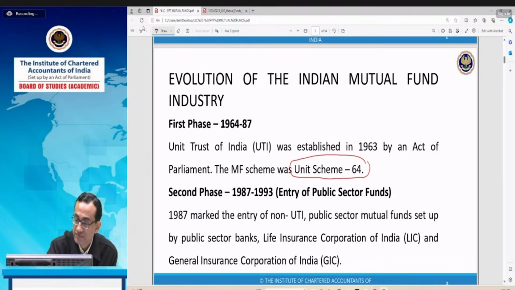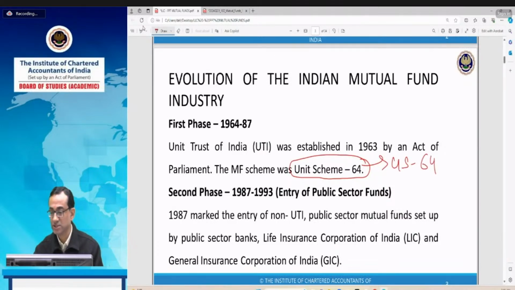It is also called US 64. And that was the first mutual fund scheme. And this continued from 1964 to 1987. So from 1964 to 1987, there was only one mutual fund scheme, which is US 64 or Unit Scheme 64. Then from 1987, some public sector entities were allowed to venture into mutual funds.